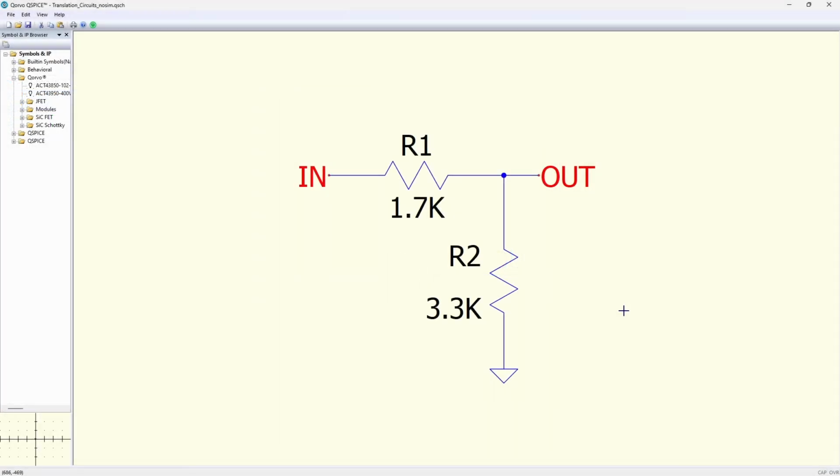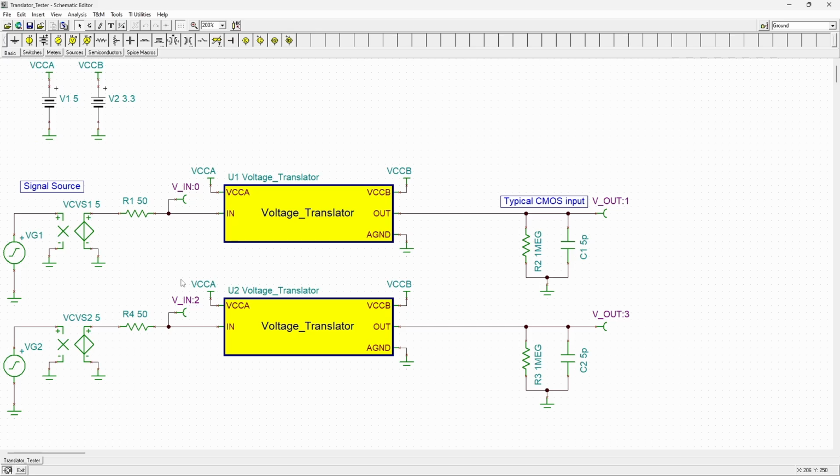This is probably the simplest voltage translation circuit that you can make. It's just a voltage divider, so if we put in 5 volts on the left, we're going to get out 3.3 volts on the right. I created this simple test circuit to allow me to check out all of my different translators in the same configuration. On the left side, I have my signal sources.